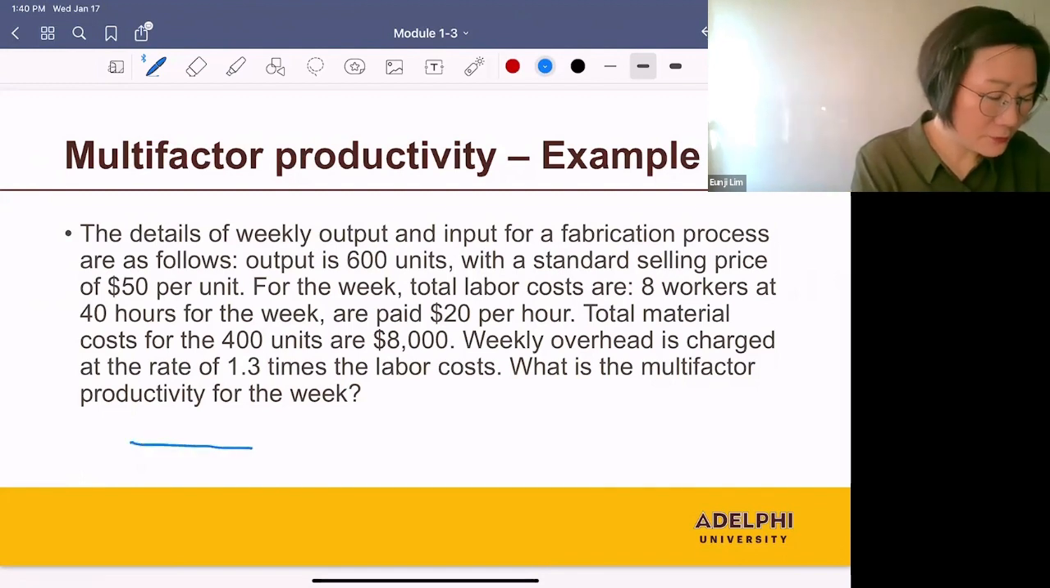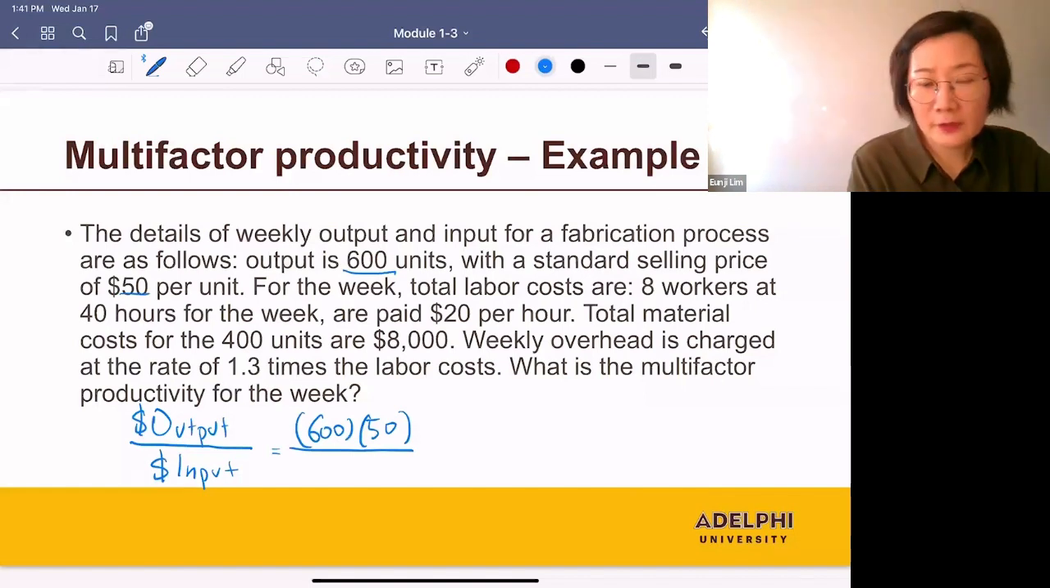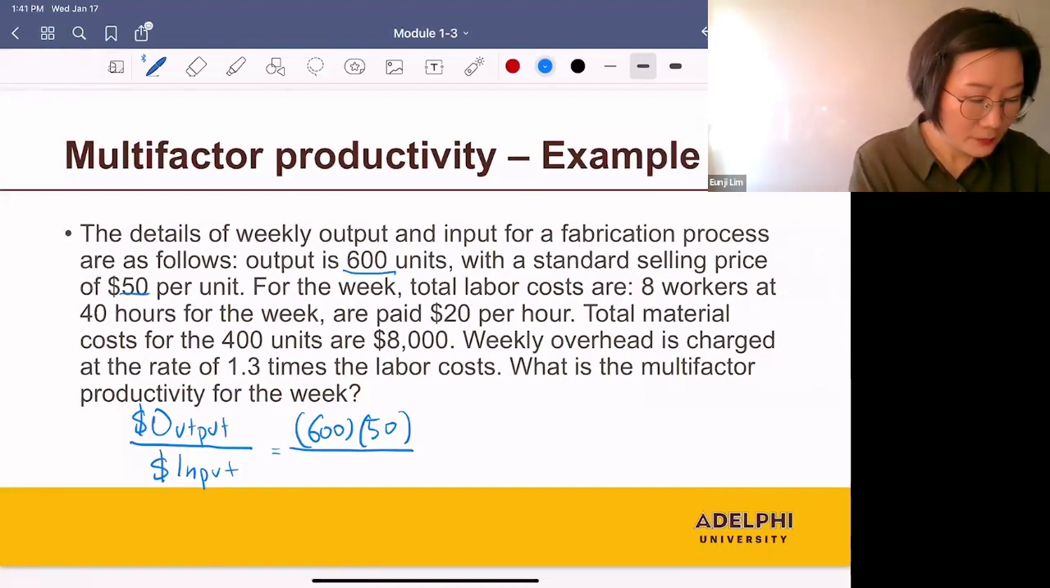So again, let's use the definition. It's the dollar value of the output over the dollar value of the input. So what's the dollar value of the output? They produced 600 units, and each of them is sold for $50. What's the dollar value of the input resources?